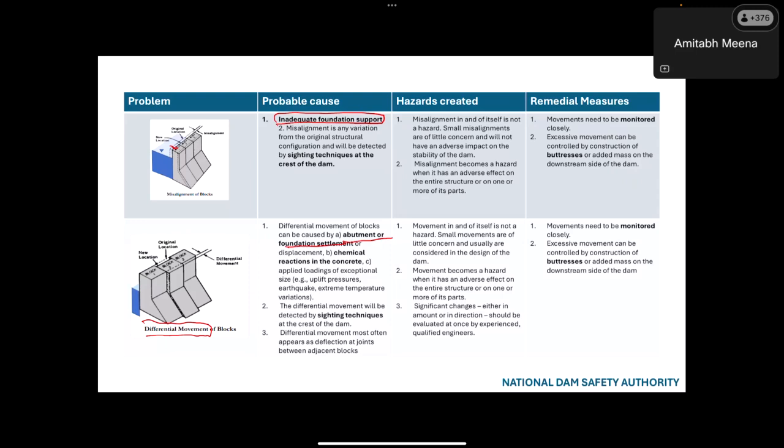How to find out whether there is misalignment or differential movement? Then we can use this sighting technique. It's just like using a total station, we can view, or even with the visible eye, we can see if all the blocks are in line or not. So using a total station, we can do the survey, and then we can find out. This movement should be monitored closely as a remedial measure, and buttresses should be employed if required.